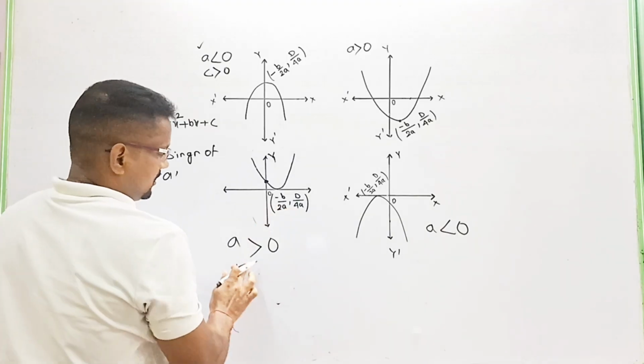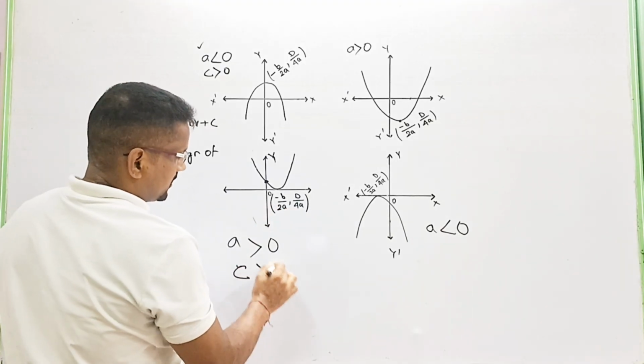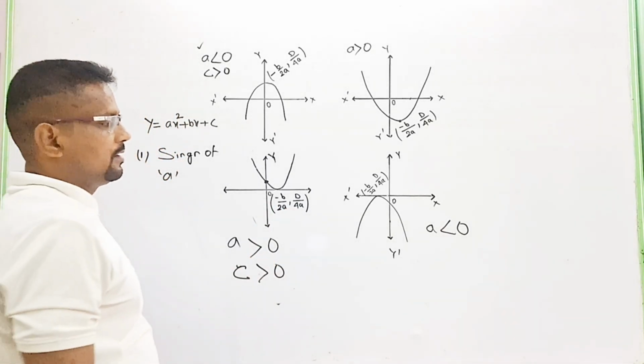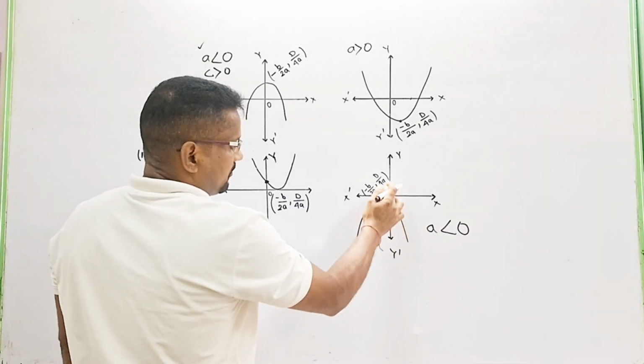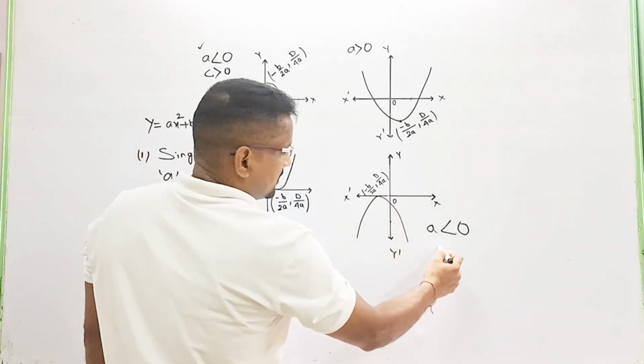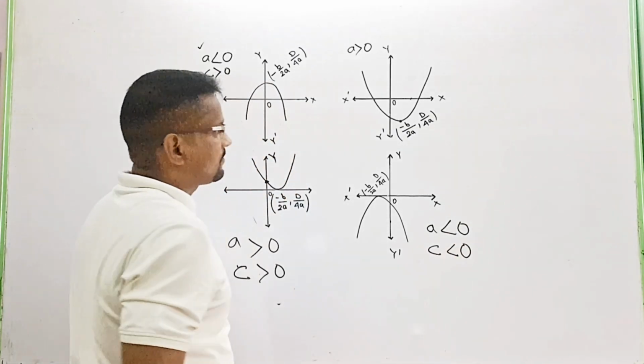In this case also c is greater than 0. Now here this graph cuts the y-axis on the negative part of the y-axis. That's why c is less than 0.